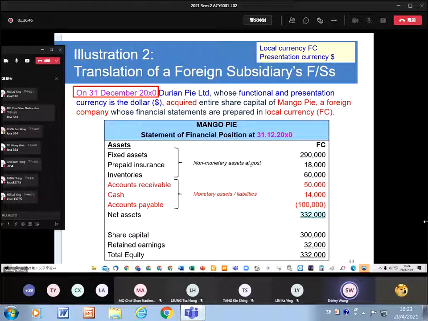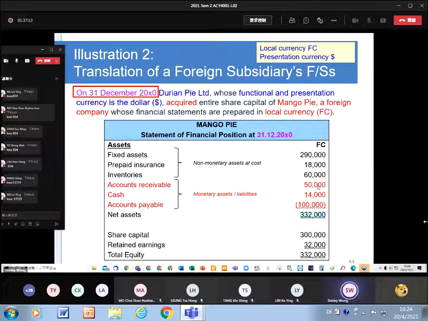So for those non-monetary assets that are designated at cost, every year when we do the translation, we will use the historical rate at the date of acquisition, or at the date we purchase that asset. Therefore, this rate is used from year to year. There will be no exchange difference. Only those monetary assets and monetary liabilities use the closing rate every year, and every year's closing rate is different. Therefore, we just focus on the monetary assets and monetary liabilities.